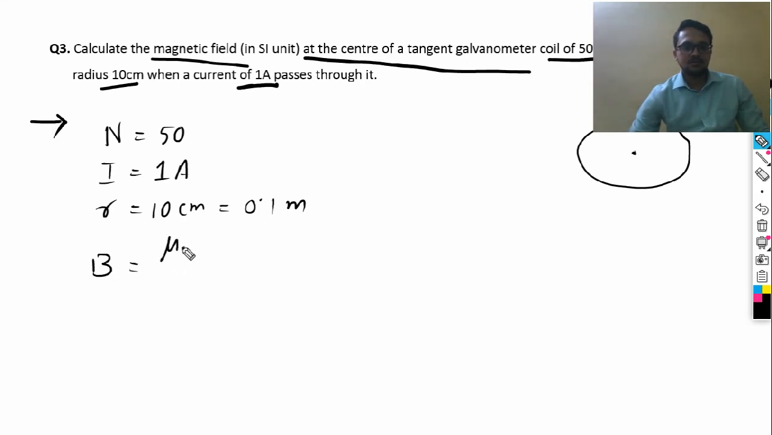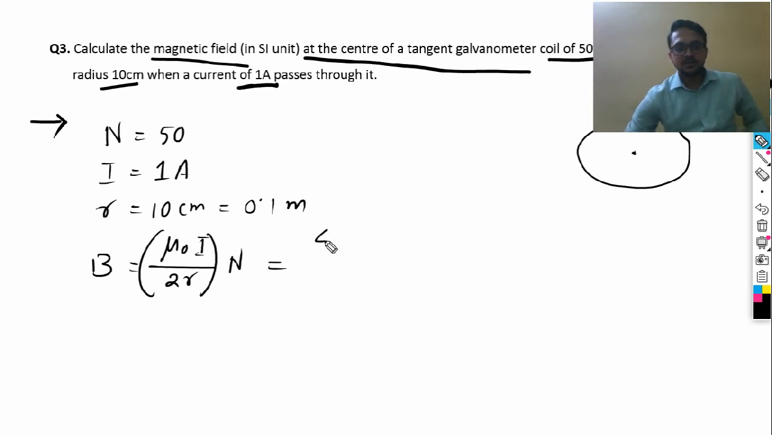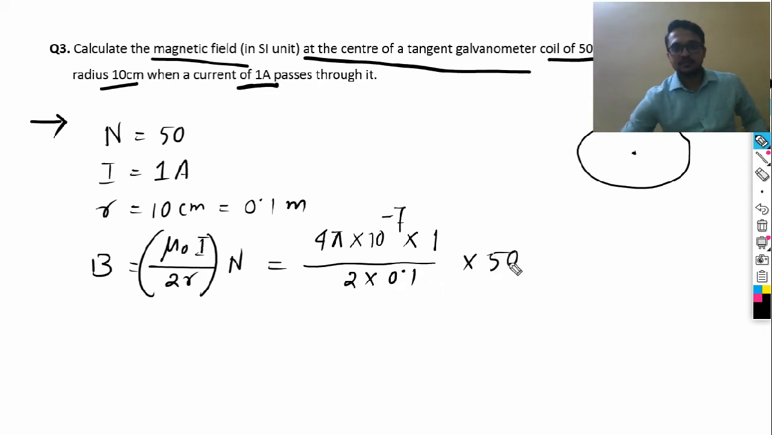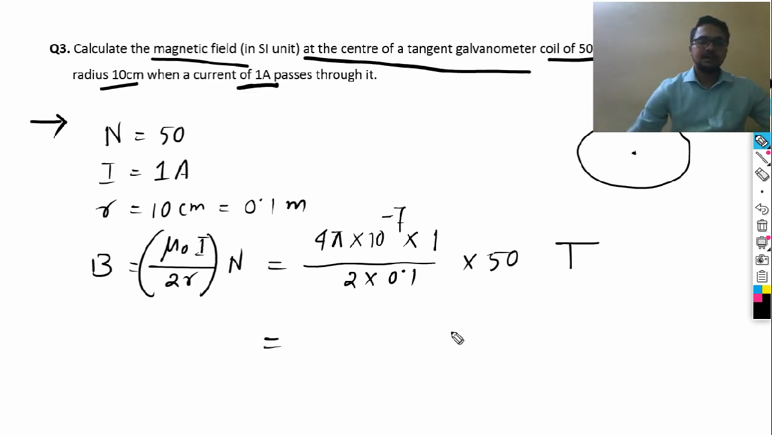B equal to mu 0 I by 2r into number of turns. Inside the bracket part is for 1 turn. So mu 0, after that put the values directly. 4 pi 10 to the power minus 7 into I, given 1 ampere, by 2r, 2 into 0.1, into 50 turns. What will be the unit? Tesla, because all the quantities are in SI unit. After that, use your calculator and find the answer.